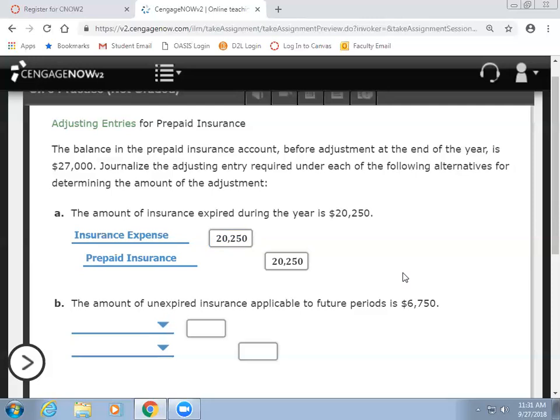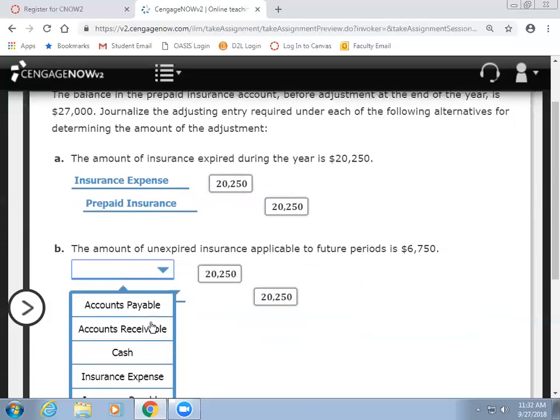How much do I need to credit to prepaid insurance in that case? Yeah, the same amount, right? $20,250. They just gave it to us in 2 different ways. But we subtracted. We took 27,000 minus 6,750, and it's 20,250. So it's really the same journal entry. They just worded it 2 different ways.